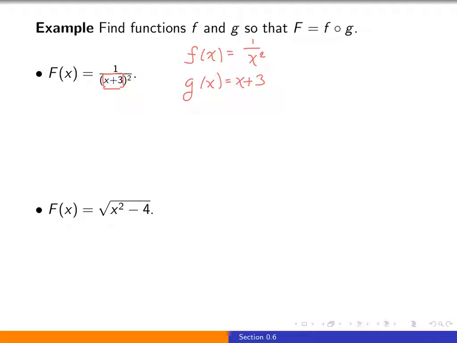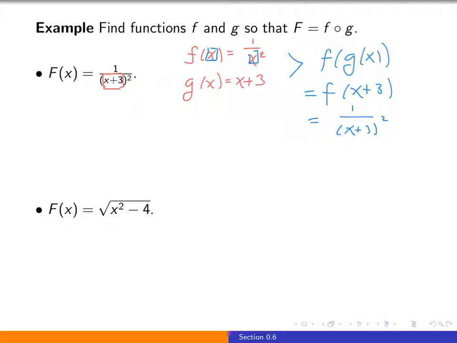Now note, just for fun, we could double check this answer. You say, okay, f of g of x is f of x plus 3. And when you plug into the f function, everything that goes in for the x is going to end up being squared in the denominator. So 1 over x plus 3 squared. Check.